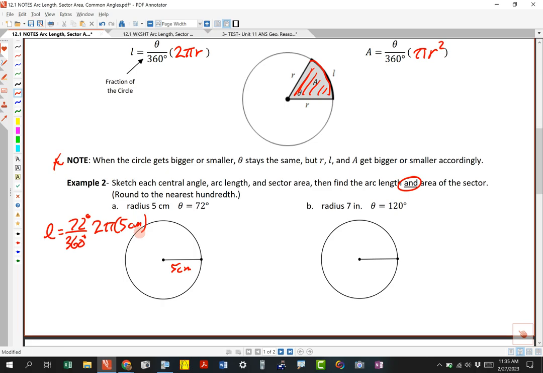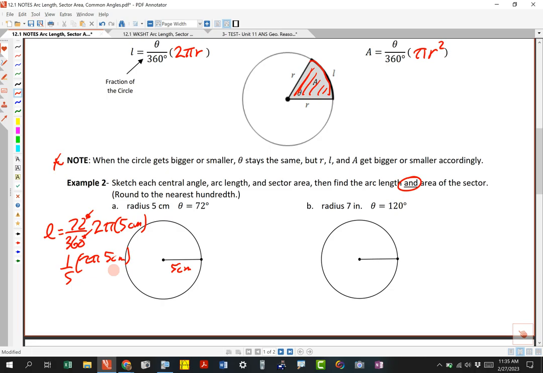Now, I don't really care about that because most of the time we're going to throw these in there. I do care about this. I want you to notice something because this is going to be important over the next couple of days. Notice the top is in degrees and the bottom is in degrees. Degrees are a unit, so notice that they cancel. So notice this ends up being 1/5 of 2 pi times 5 centimeters. So the only unit on here is just centimeters.